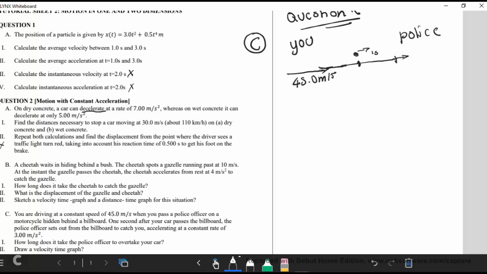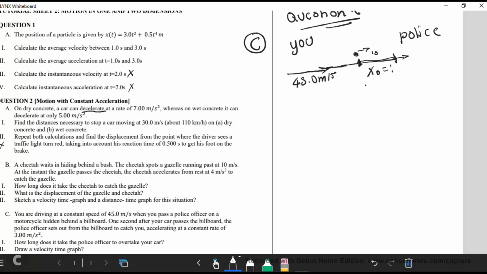So after just 1 second, they started chasing you, meaning that you have left them with some amount of distance, because they started chasing you after 1 second. So there's a certain distance that you have left these police officers in 1 second, we call that the initial displacement. So let's calculate the initial displacement. How are you going to calculate the initial displacement in 1 second?